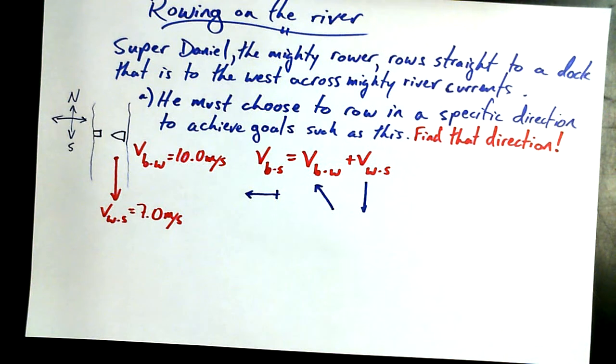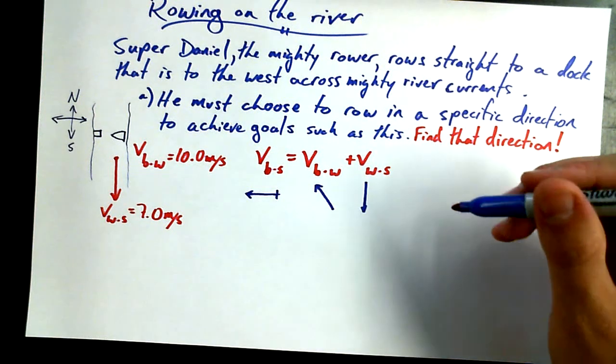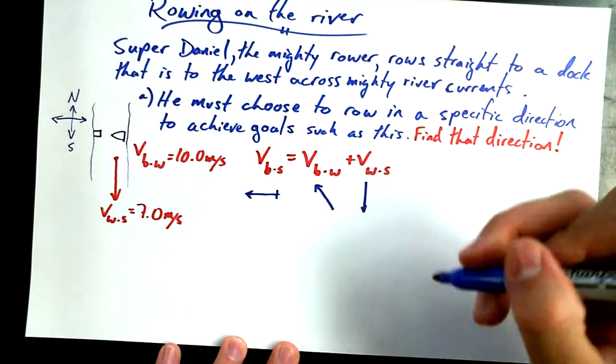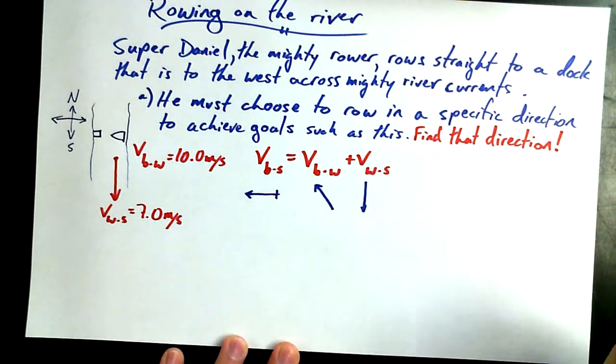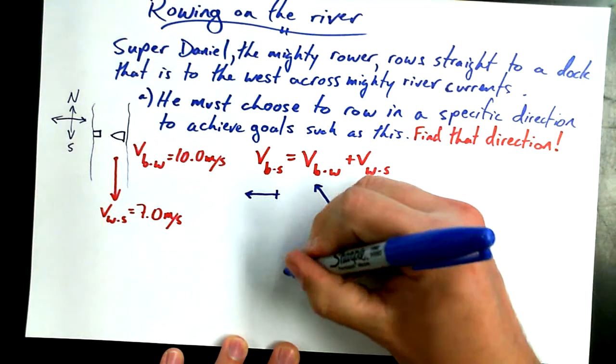You could be a buffoon that's never seen a river. Not that all people that haven't seen rivers are buffoons. But you could know nothing about this, and it would still be possible to solve it. All right, so here's how it goes. This vector plus this vector adds up to this vector. I'm going to draw it as a picture.